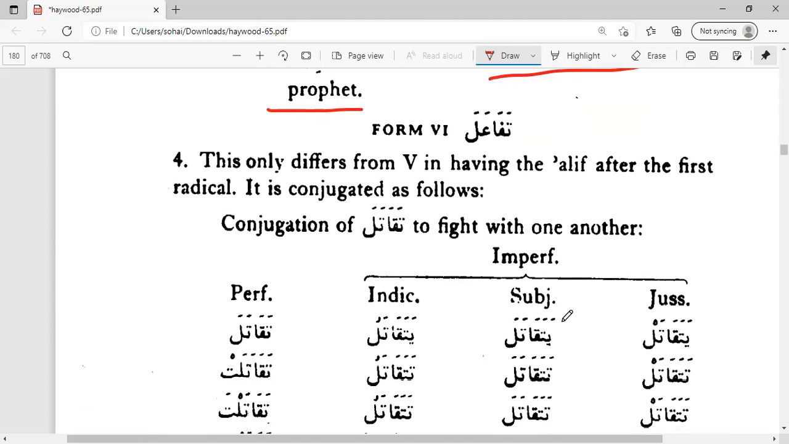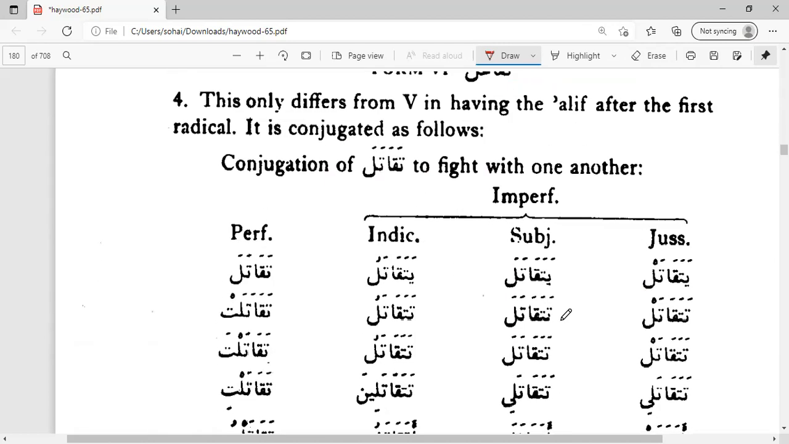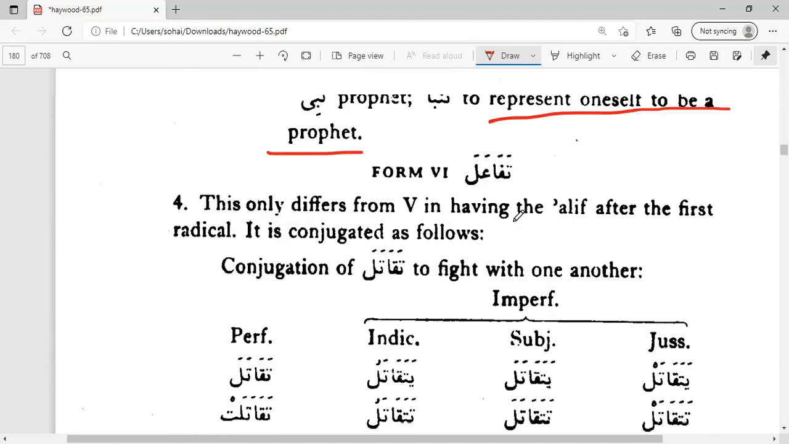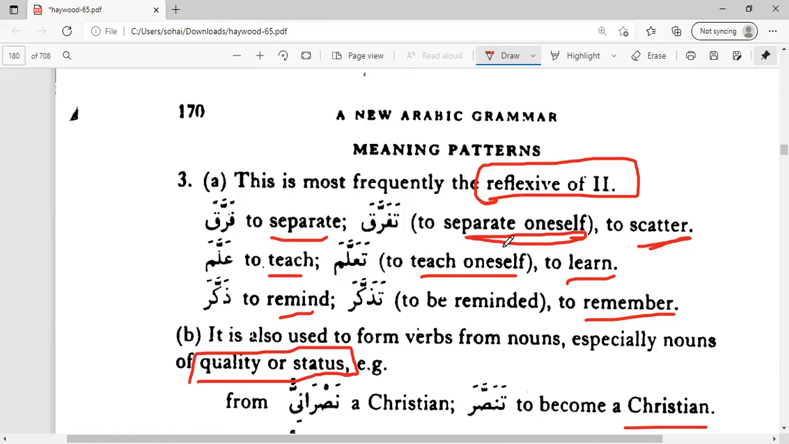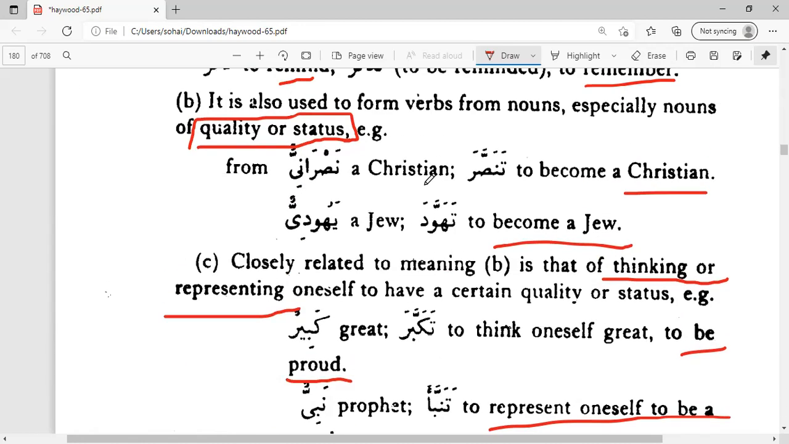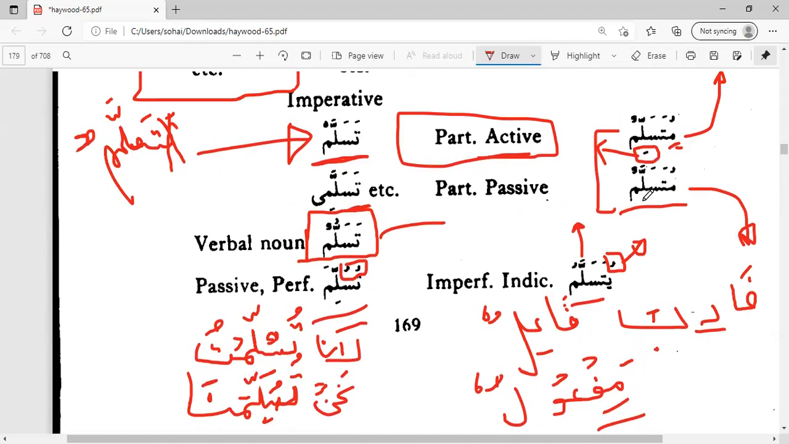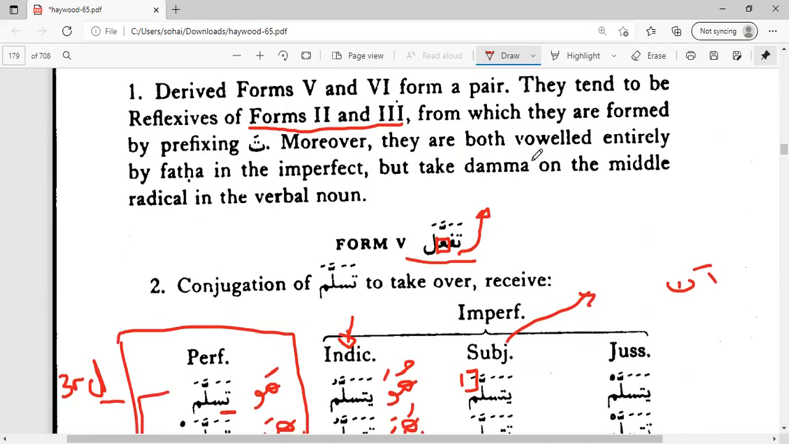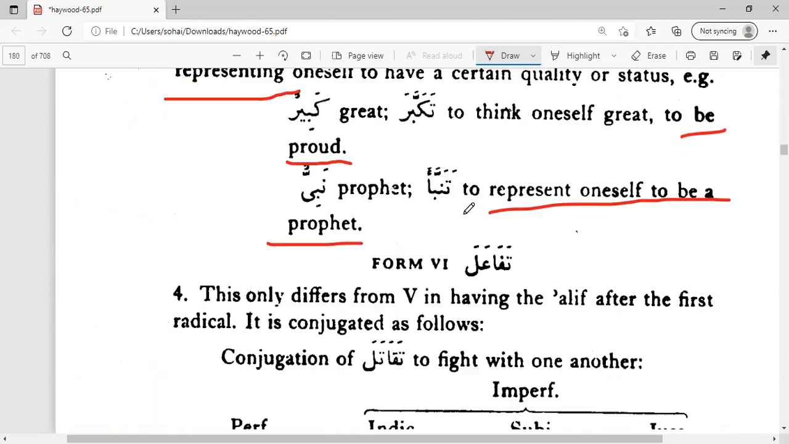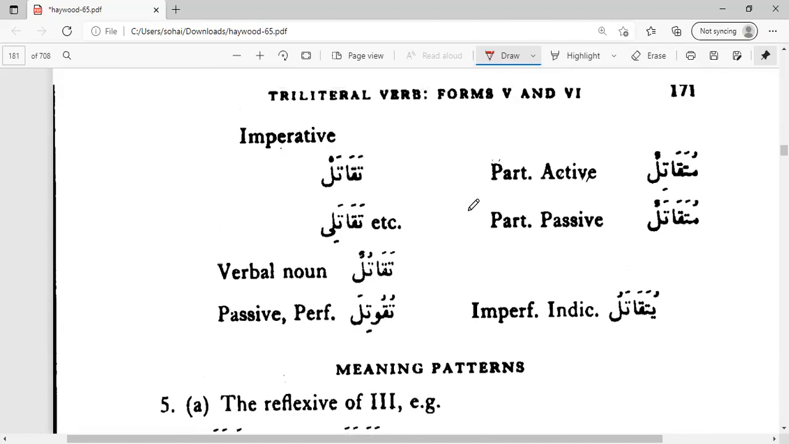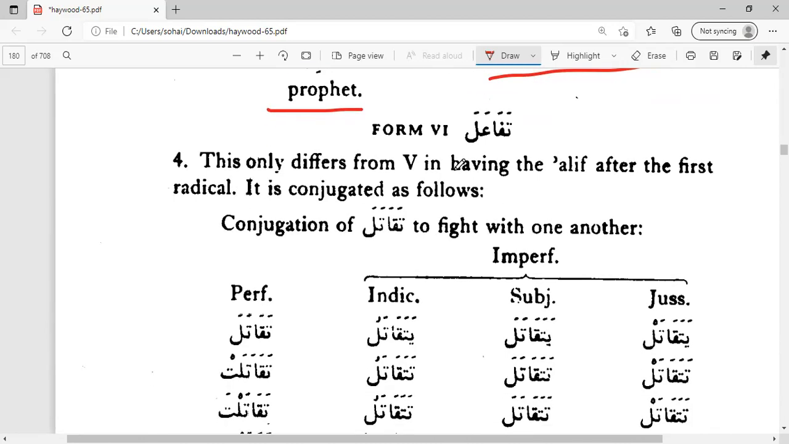Form 6. It's similar to the reflexive of Form 3. Not only in meaning, in pattern it has some similarity to Form 3. The similarity of Form 3 and Form 6 is that they both have an alif after the first radical. In the reflexive form, as mentioned earlier, the only difference is that you add the additional ta at the front. And Form 5, Form 6.